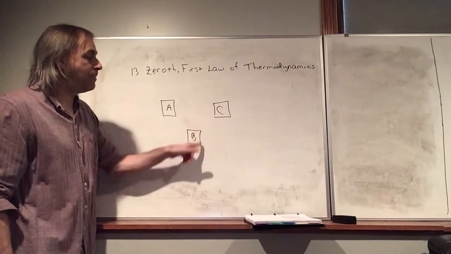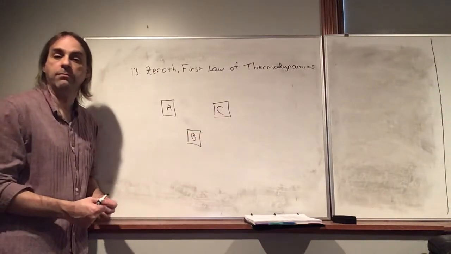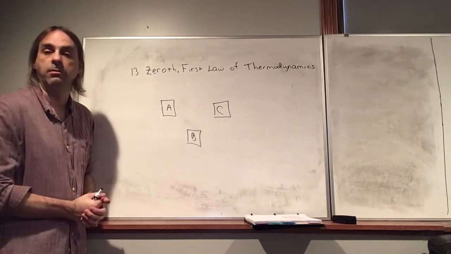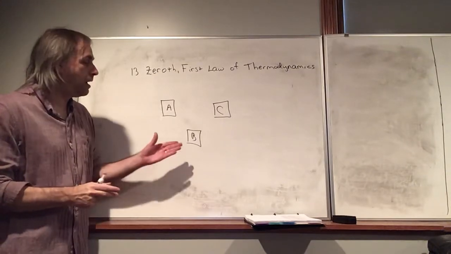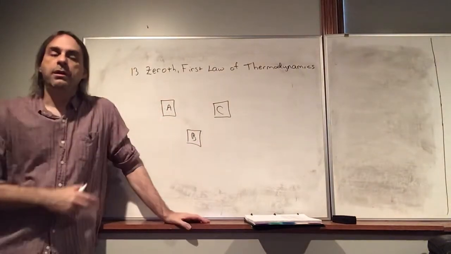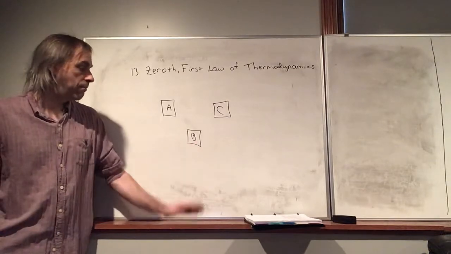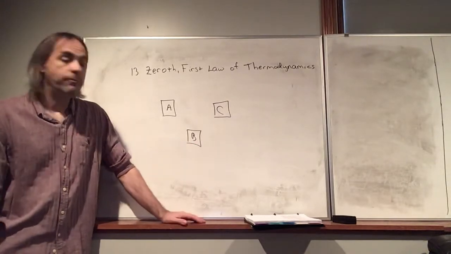Now let's say we bring B and C together, same thing. No heat flow between them. So they're in thermal equilibrium. And then we know that if we bring A and C together, they will be in thermal equilibrium with each other, because they're both in equilibrium with B.